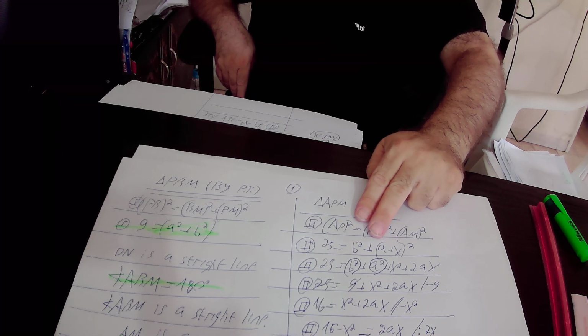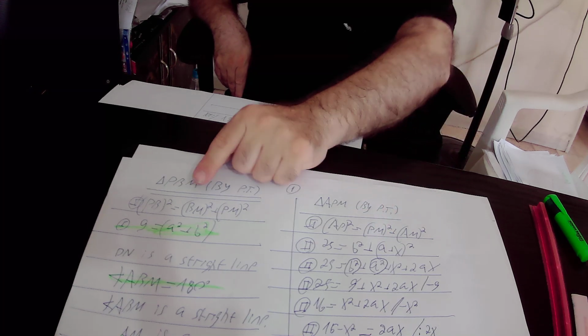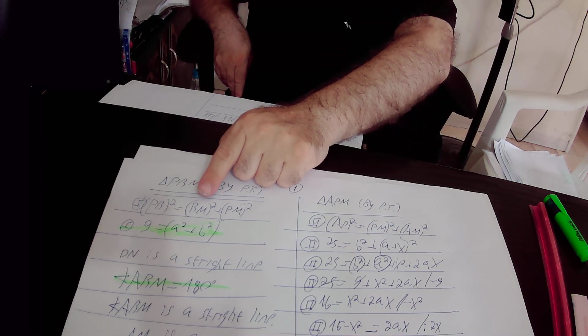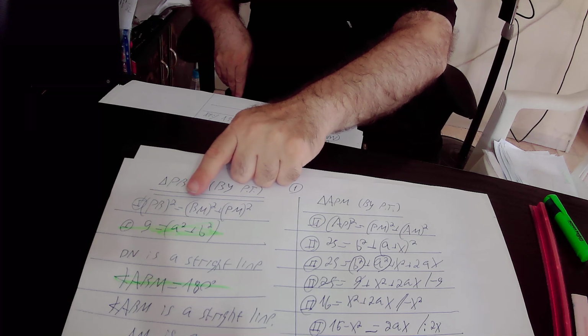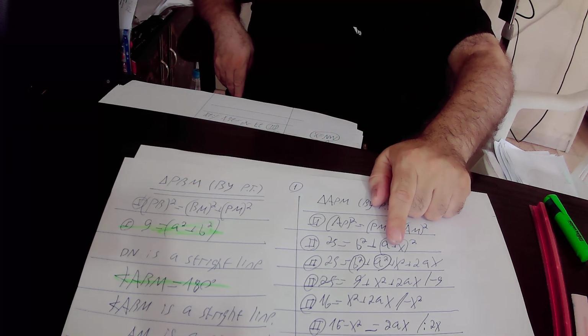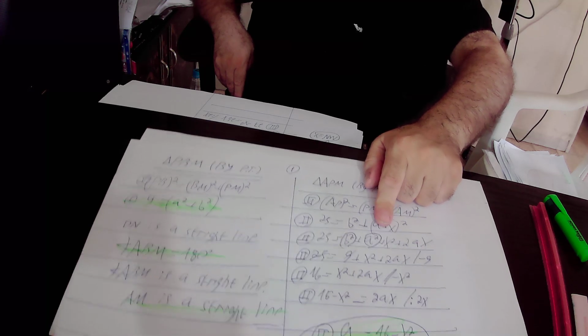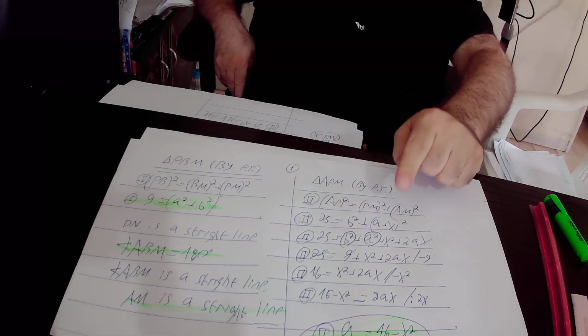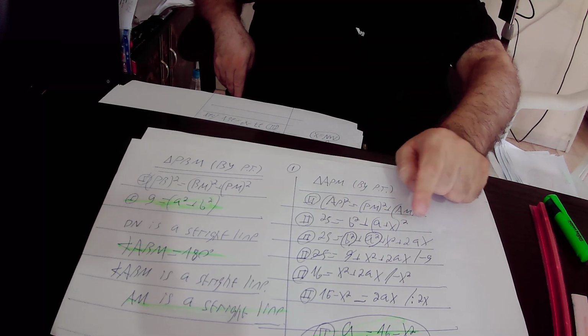So in equation number 2 we have b squared plus a squared, but according to equation number 1, we have already found out that b squared plus a squared equals 9. Therefore, we can substitute b squared plus a squared by 9 in equation number 2. We did it, and we got that 25 equals 9 plus x squared plus 2ax.